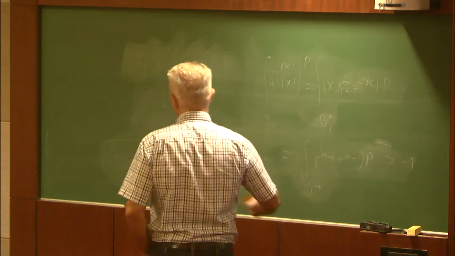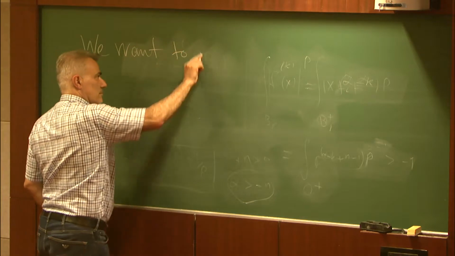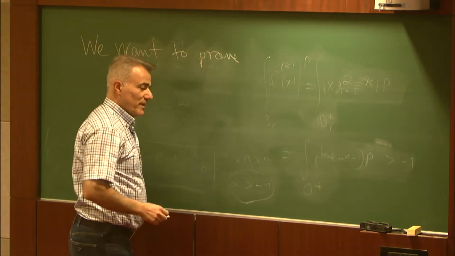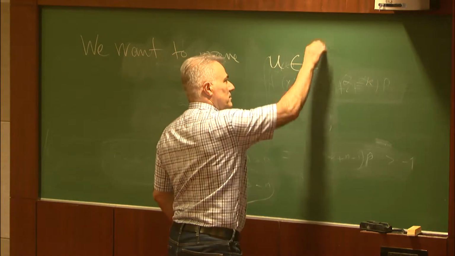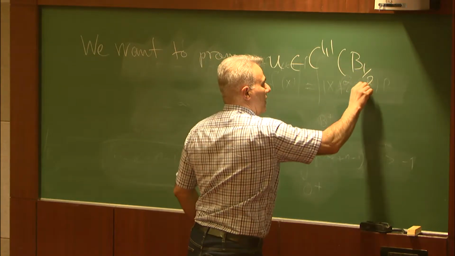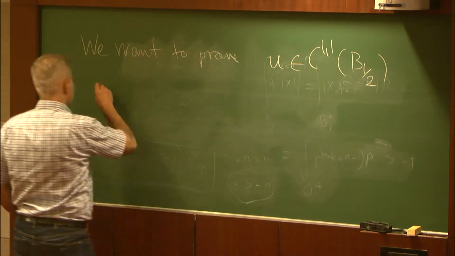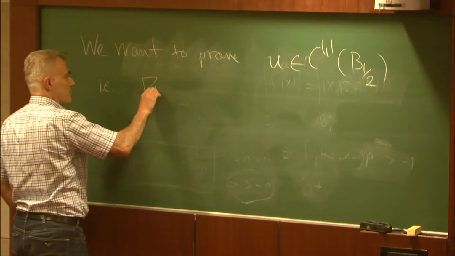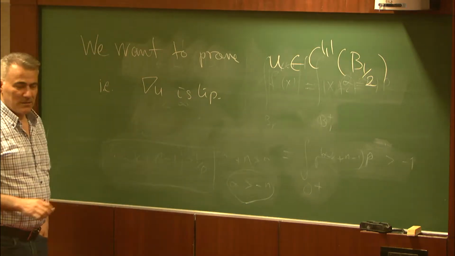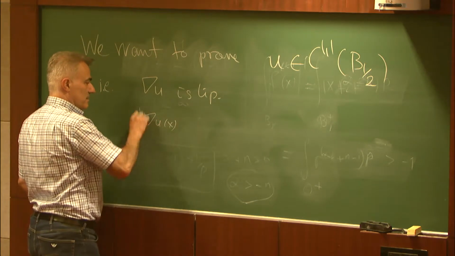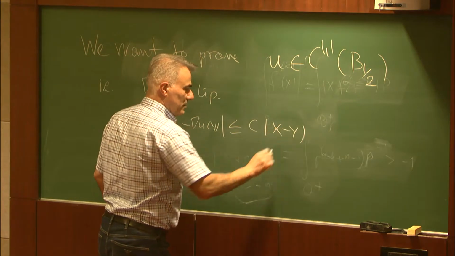Okay, we want to prove that u is C^{1,1}. C^{1,1} here means that the gradient of u is Lipschitz. Are you familiar with the Lipschitz concept? It means the gradient of u at x minus the gradient of u at y is less than a constant times the distance, so it is Lipschitz.